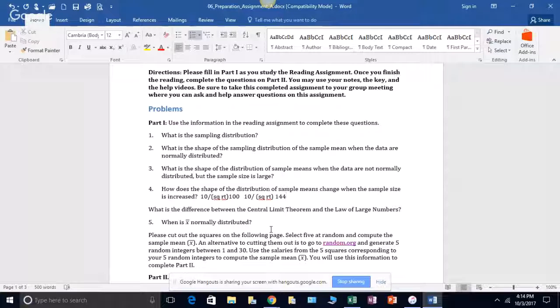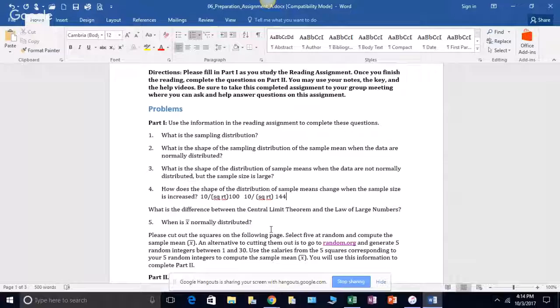Okay, sorry, we skipped over 5. Number 5. Central limit theorem and law of large numbers. The central limit theorem says that when the sample size is large, then it will become an approximate normal distribution.